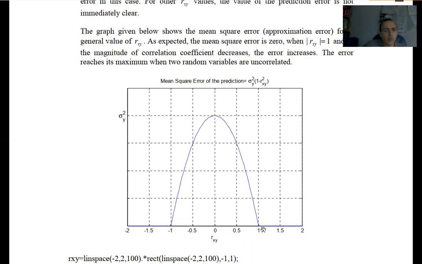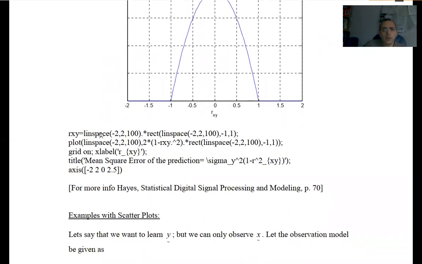Again, we will be deriving this, but this is also telling us that the correlation coefficient is an important criterion in terms of prediction, as you see. Here is a MATLAB code generating this figure, just for your information.